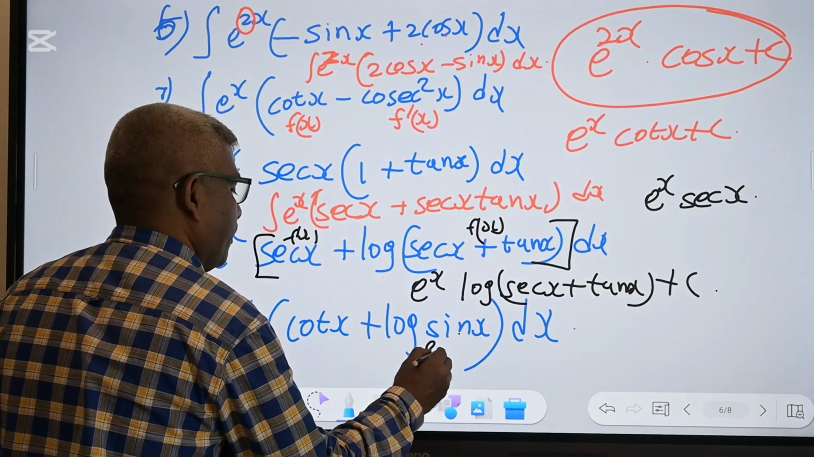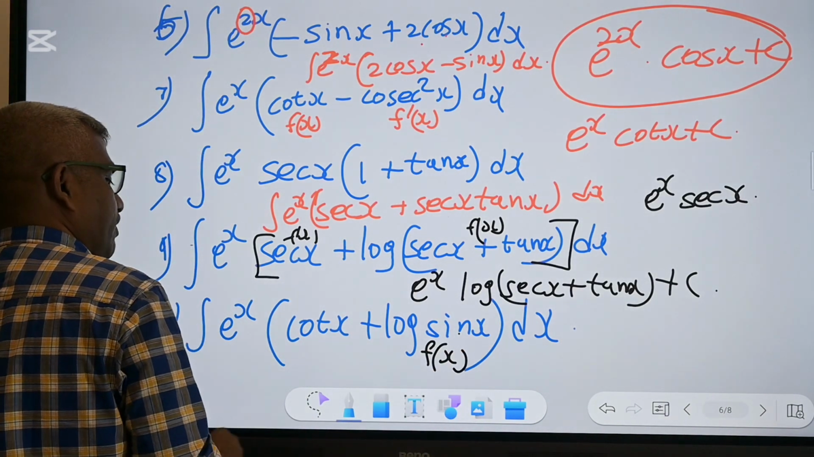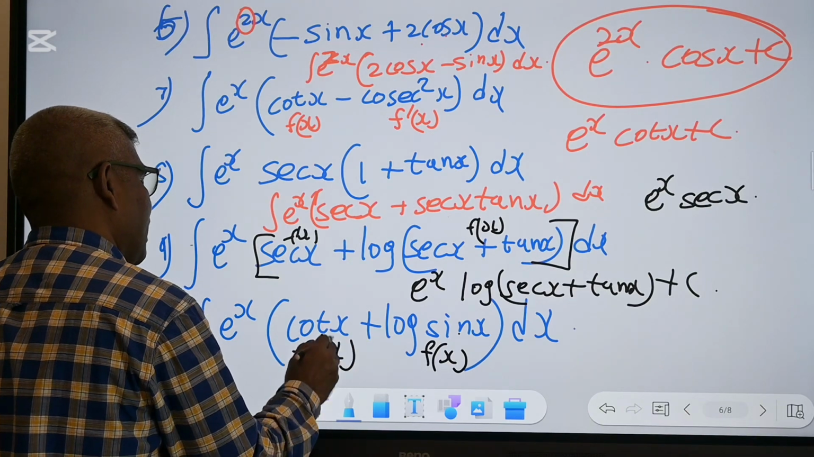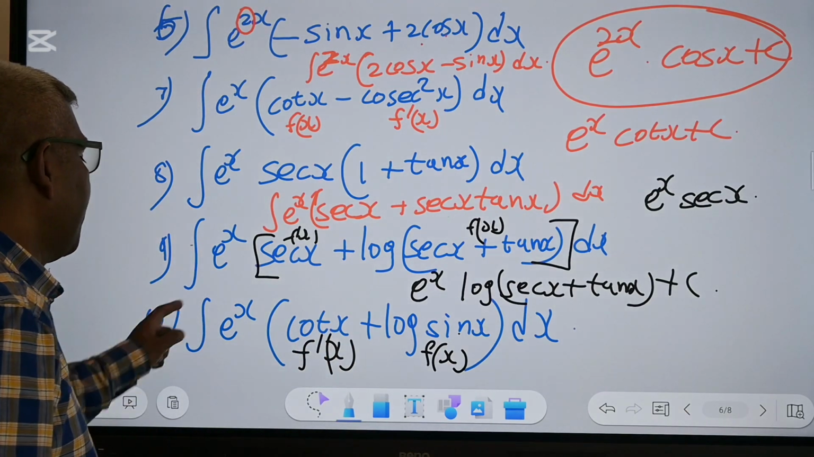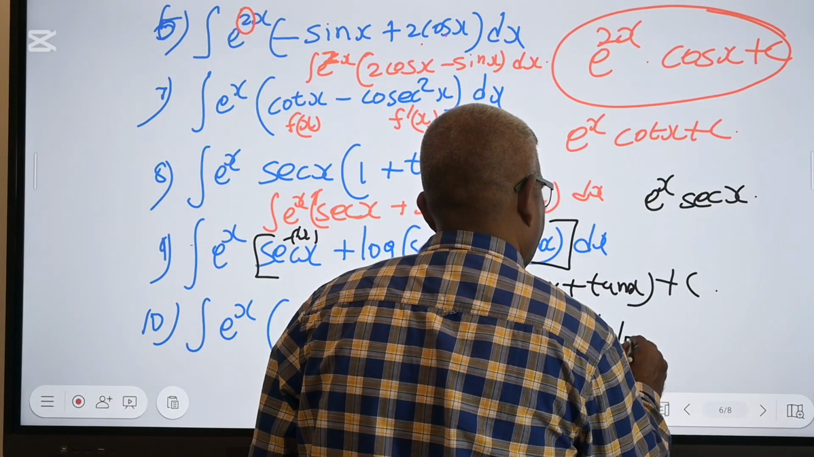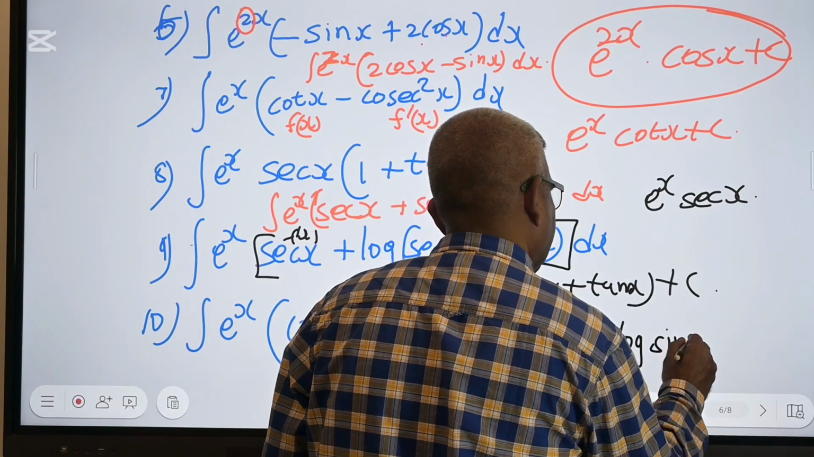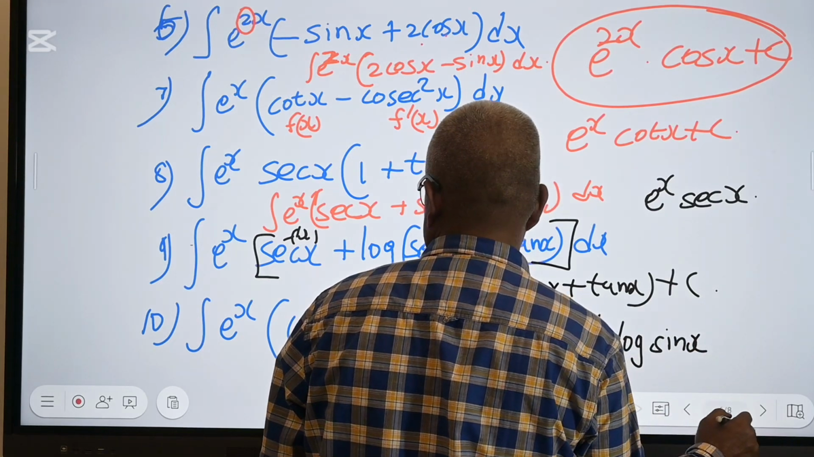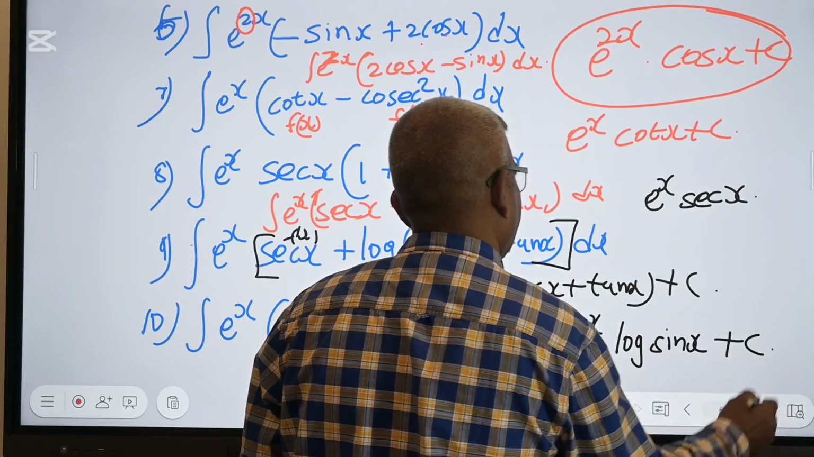So this is f of x. Log sin x is f of x. Cot x is f dash x. So the final answer is e power x log sin x plus c.